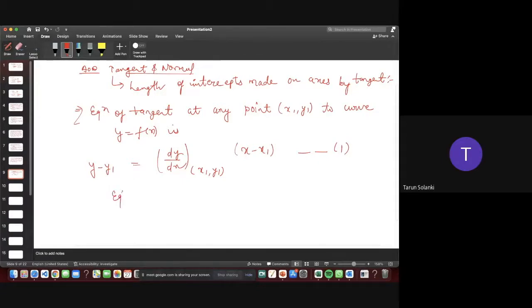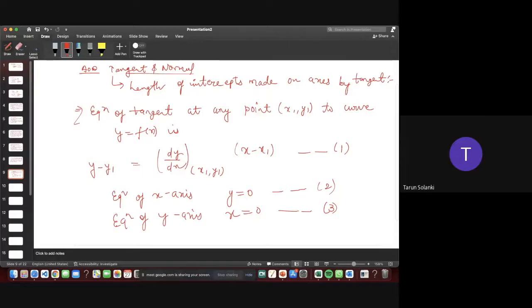Second, the equation of x-axis means y is equal to 0. So this is the second. Equation of y-axis means x is equal to 0. This is the third. So these are the three equations.